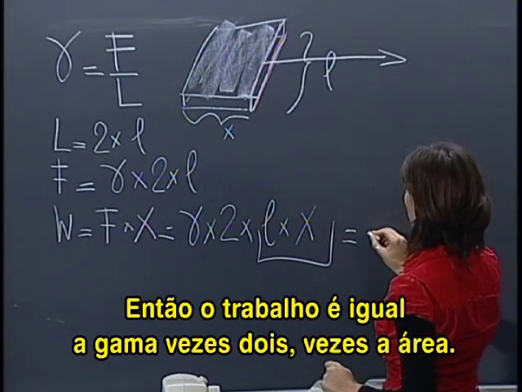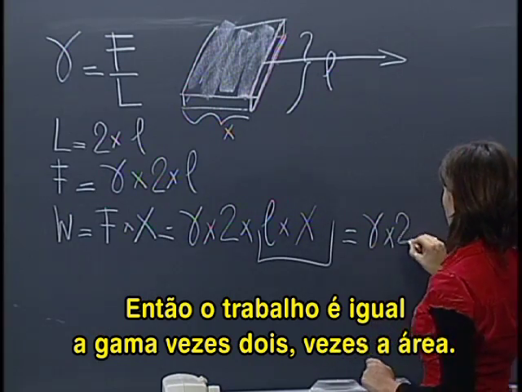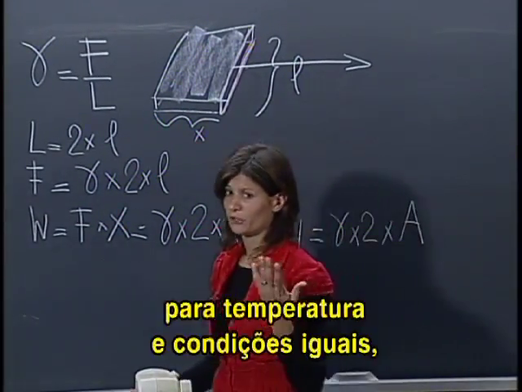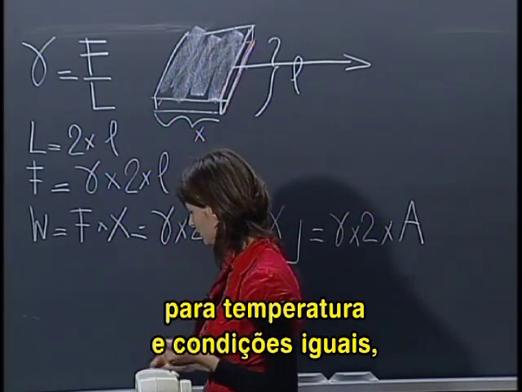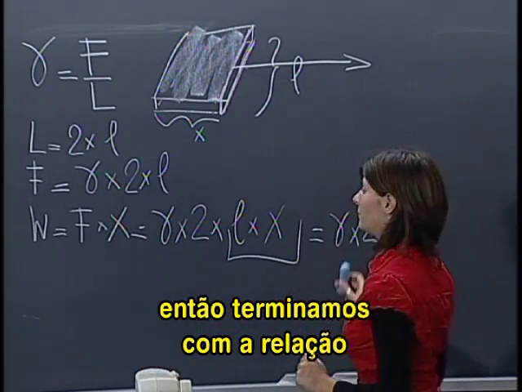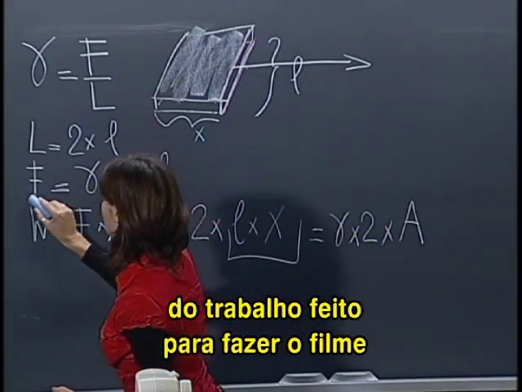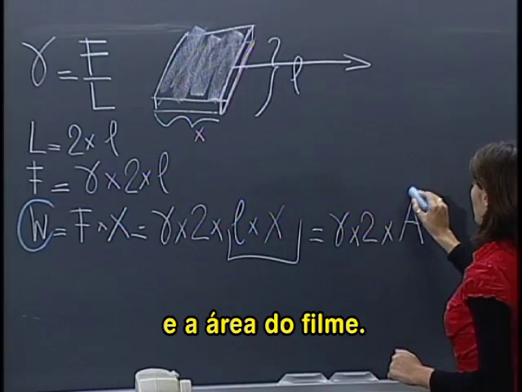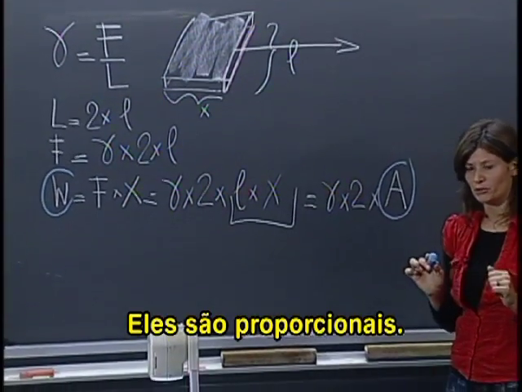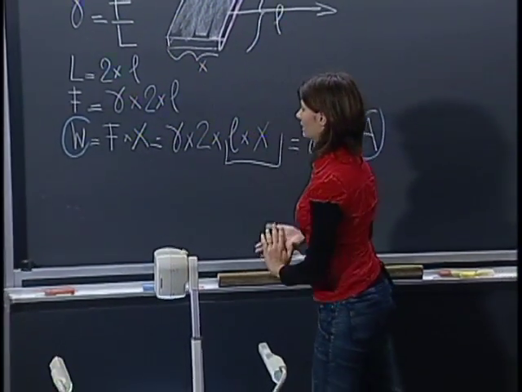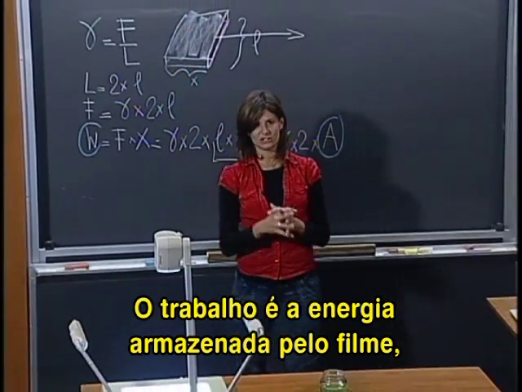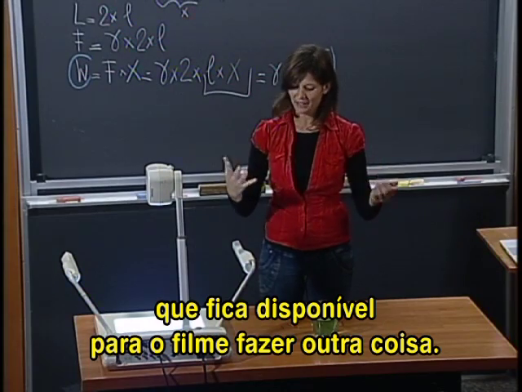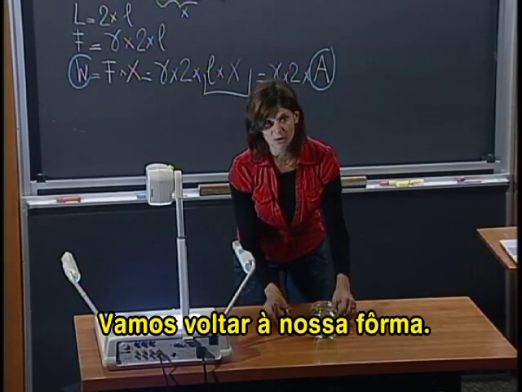So the work is equal to gamma times 2 times the area. Gamma is constant for constant temperature and in equilibrium conditions. So we end up with a relationship between the work that we apply to make a film and the area of the film itself. They're proportional. This work is actually the energy that is stored by the film, and it's available to the film itself to do something else. Let's go back to our frame.